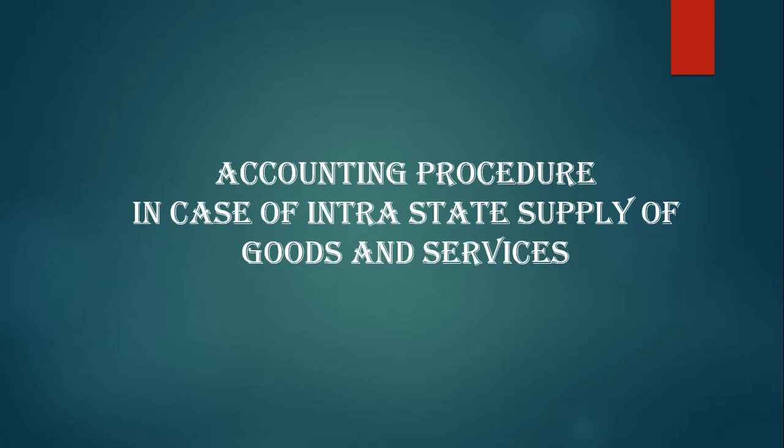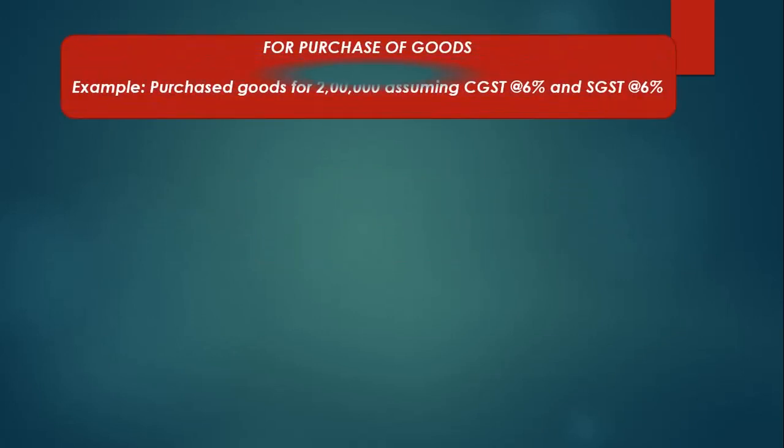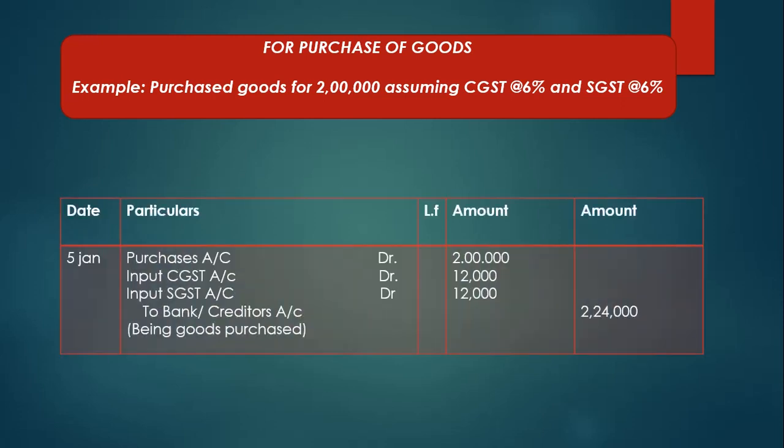Accounting procedure in case of intrastate supply of goods and services. For purchase of goods, entry will be purchases account debit, input CGST account debit, input SGST account debit to bank or the creditors if goods are purchased on credit.